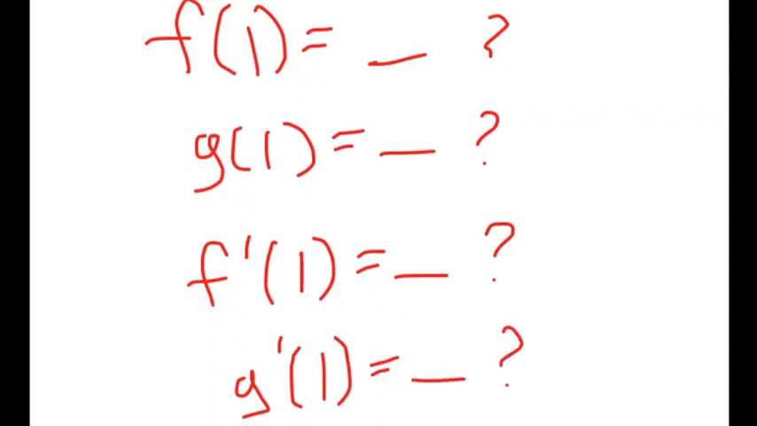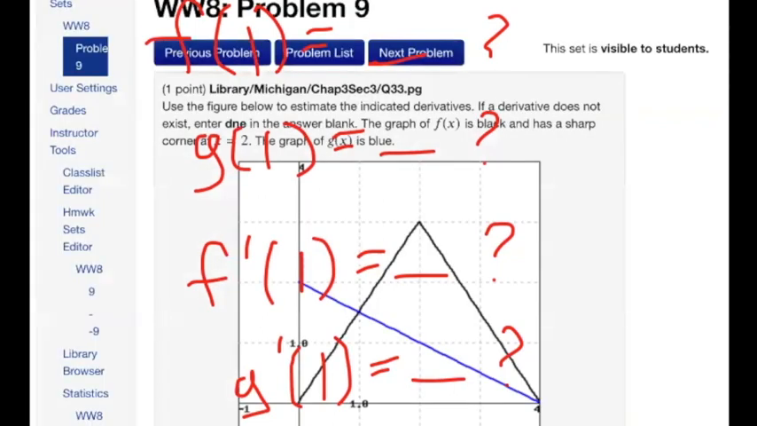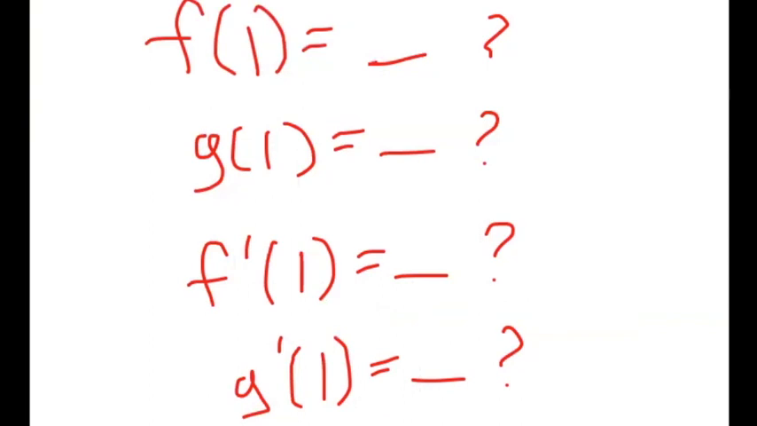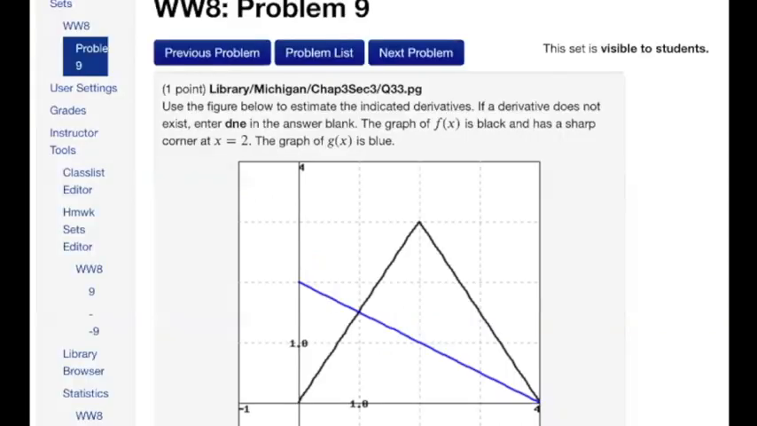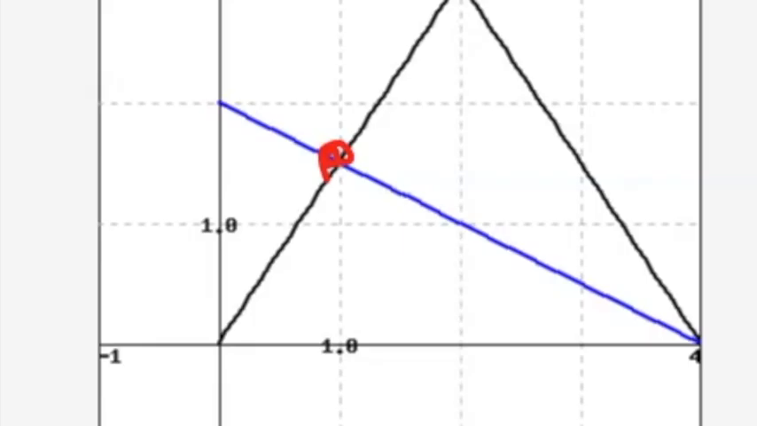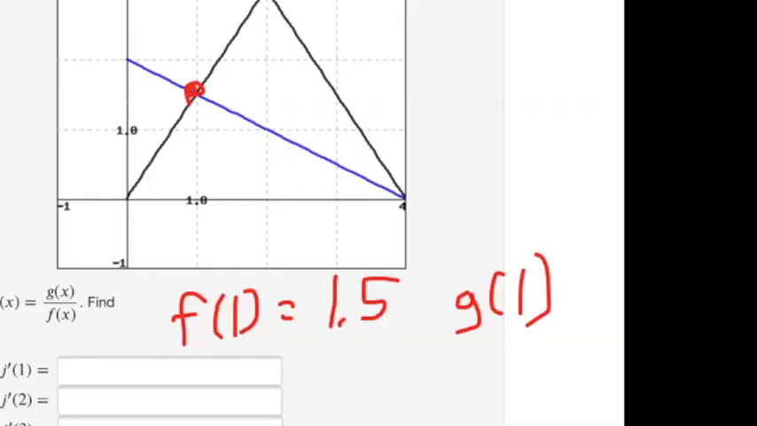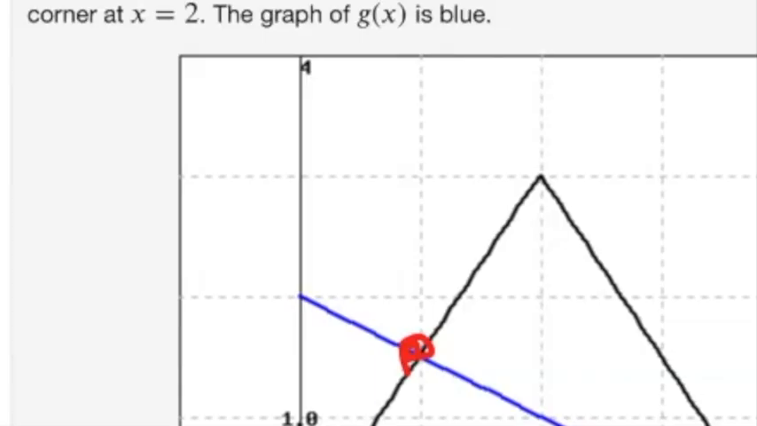So what do I have? Well, I have the graph of this function. So first, can I figure out what f of 1 is? f of 1 comes right here. So f of 1 is the height on the f of x in black. So f of 1 looks like it's about 1.5. And g of 1 is also, in this case, it turns out in my graph that g of 1 is also 1.5.